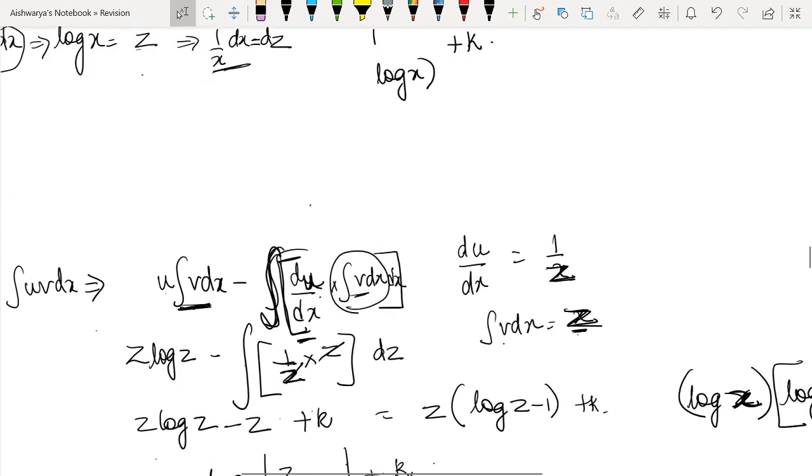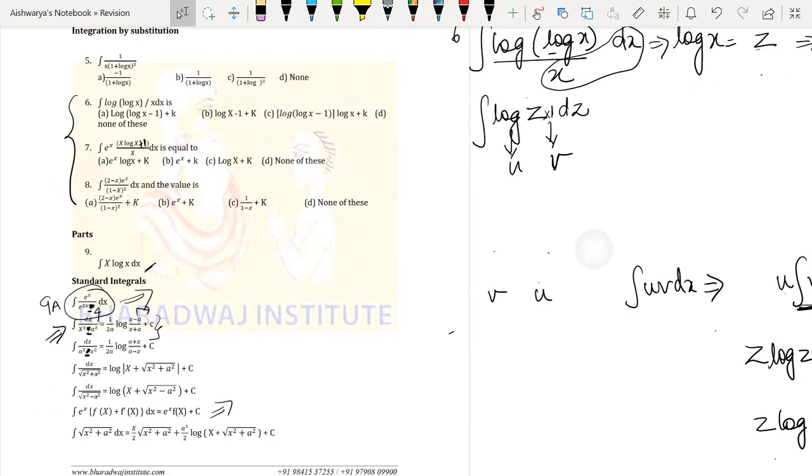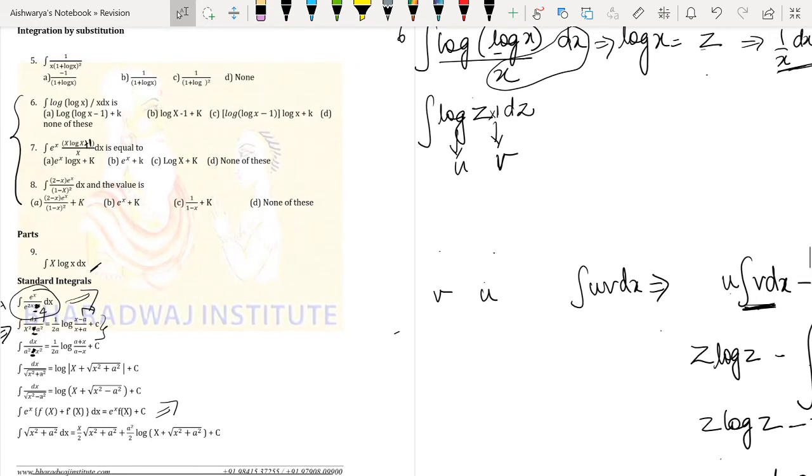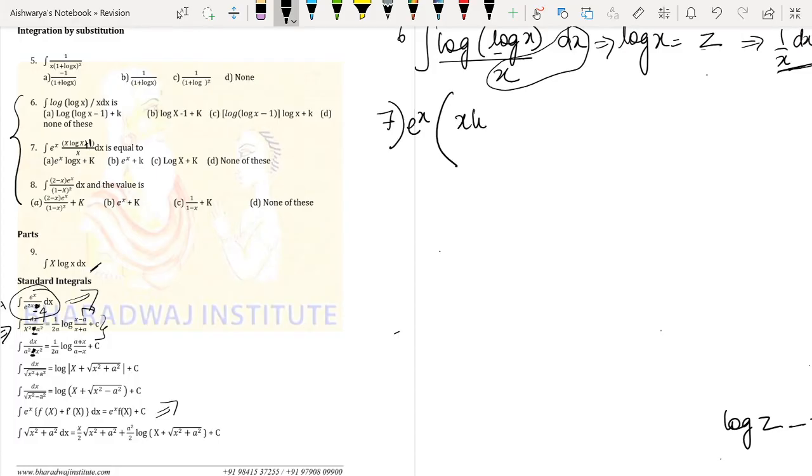Okay, so let us proceed to the next question, that is question number 7 and question number 8. Question number 7 is a question with the e power x. So let us take down that question now. Question number 7. So you have e power x, and within the bracket you have x log x plus 1 divided by x. Okay, this is with an integral, and then you have a dx.